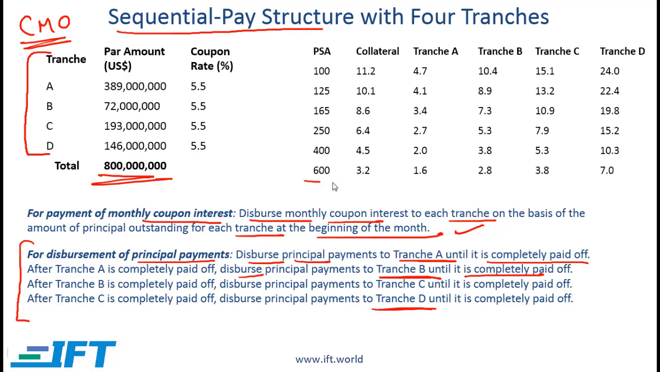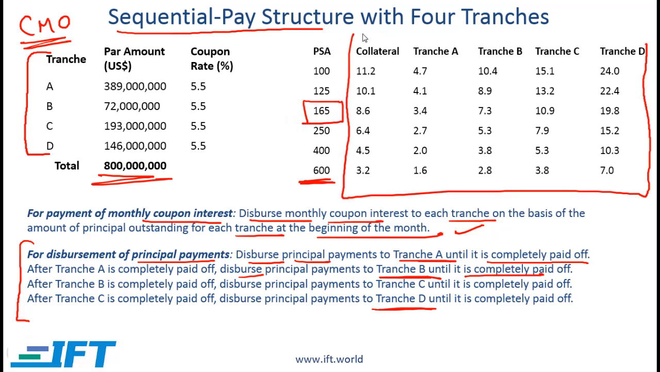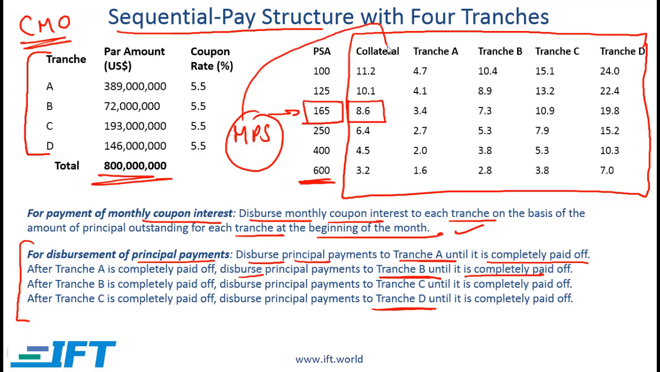What we see here in the first column is different PSA assumptions. Let's just start with a PSA assumption of 165. All the numbers in this box represent the average life. If we assume a PSA of 165, the average life of the collateral is 8.6. Recall that the collateral here is mortgage pass-through securities. So the mortgage pass-through securities with a PSA of 165 have an average expected life of 8.6 years.